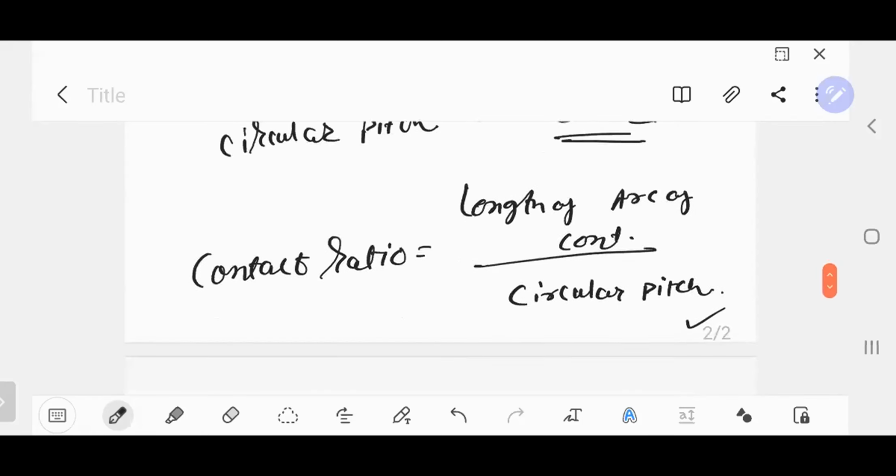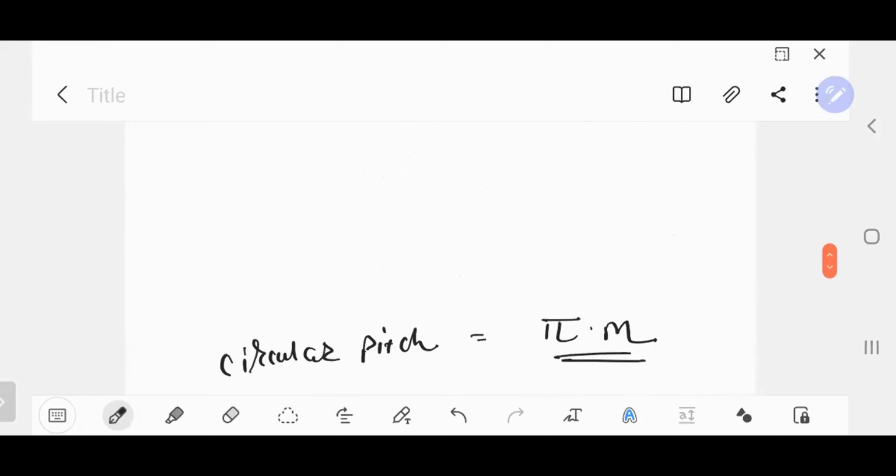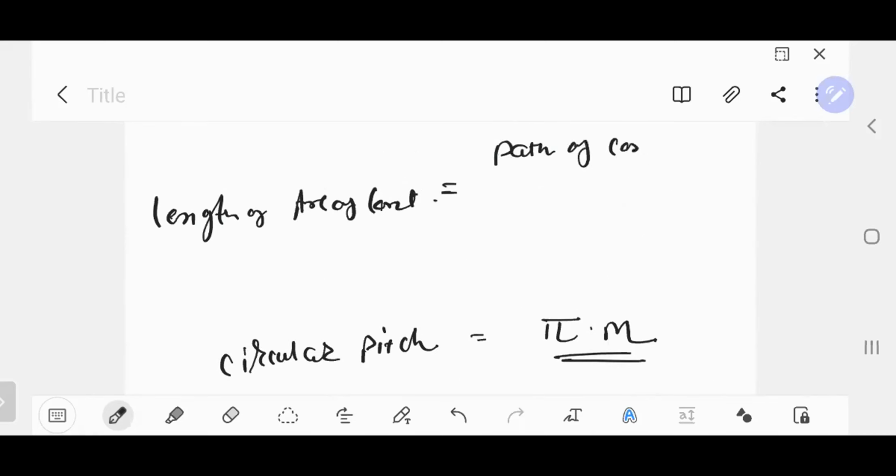Okay, so now we have circular pitch, pi into module. What we need? Length of arc of contact. So I'm writing the equation for length of arc of contact here. Length of arc of contact is equal to what? Path of contact divided by cos phi. Right. Path of contact divided by cos phi.